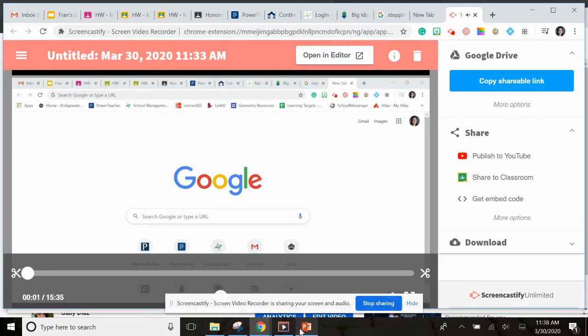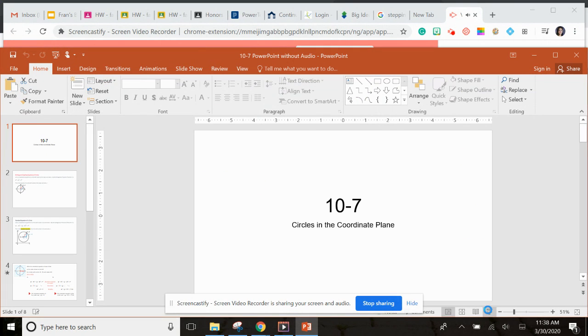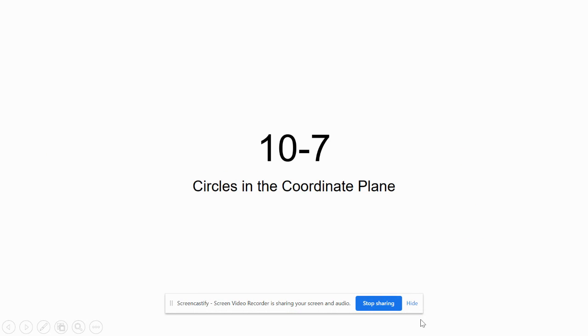All right, guys, so today we're going to talk about circles on the coordinate plane and their equations. And you'll see how today's lesson with the equations of circles relates to Friday's lesson on completing the square.